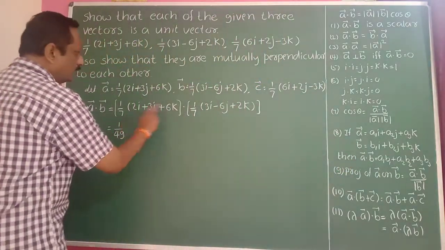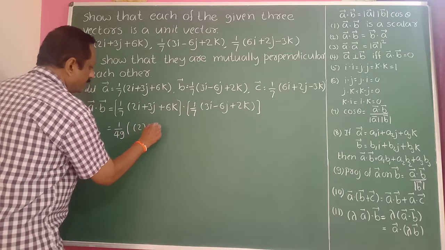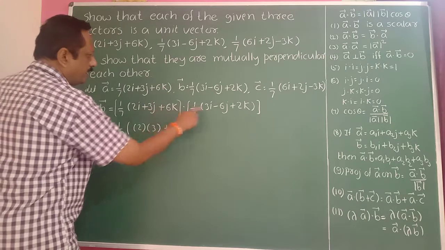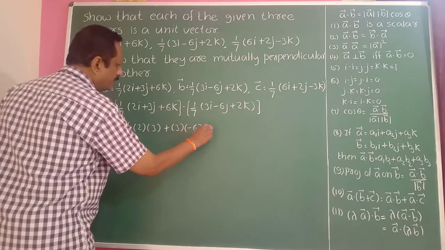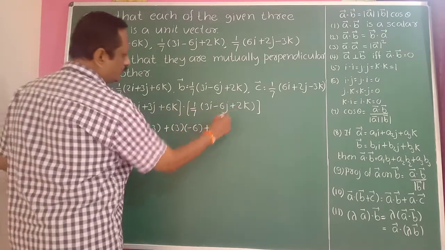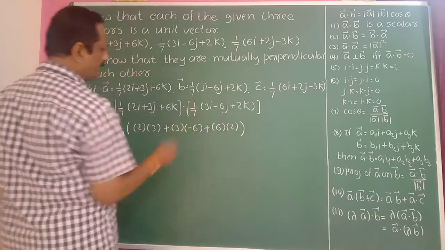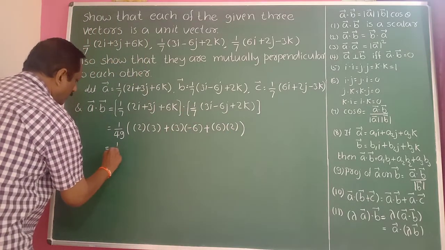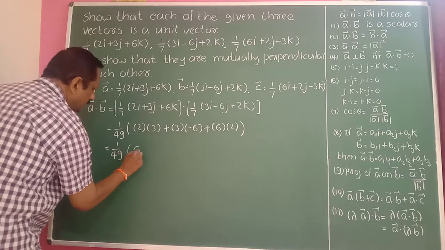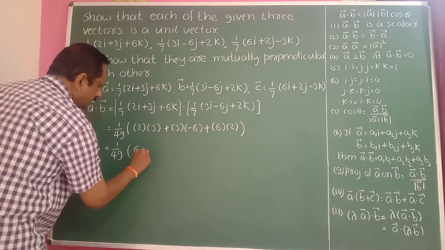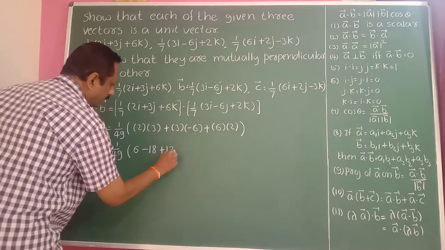So 2 into 3, in bracket, then plus 3 into minus 6, plus 6 into 2. Bracket complete. Then this is equal to 1 divided by 49 into bracket: 2 3s are 6, then 6 3s are 18, minus 18, 6 2s are 12.